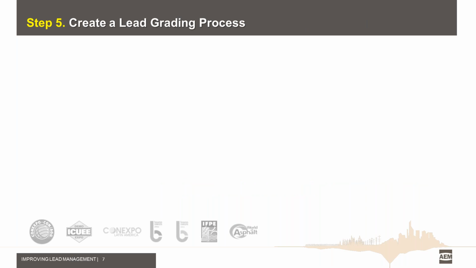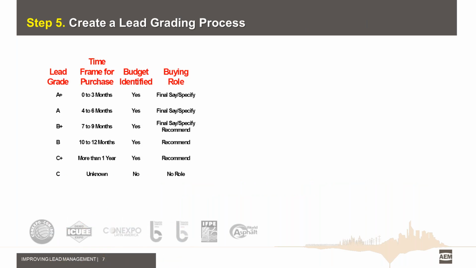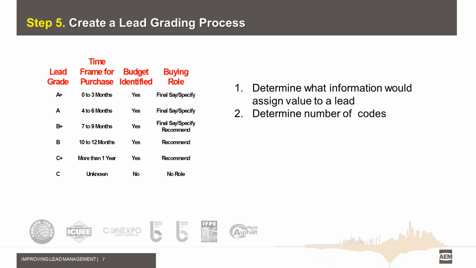Step number 5, not all leads are created equal. So we need to think about developing a lead grading process. And a great technique is to use a 3x3 or a 4x4 type grid and define what information would help you assign value to a lead. So in my example, I'm using time frame, budget, and buying role. Okay, and then I'm going to determine the number of codes, which is in this example 3, but you might have 2 or you might have 4. Then I'm going to put a definition on what each code means. You'll see in time frame, I'm breaking it down in 0 to 3 months, 4 to 6, 7 to 9, 10 to 12 months, and more than 1 year.